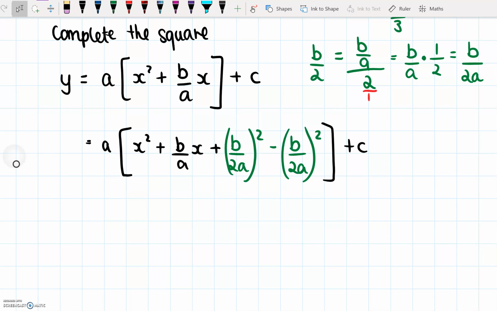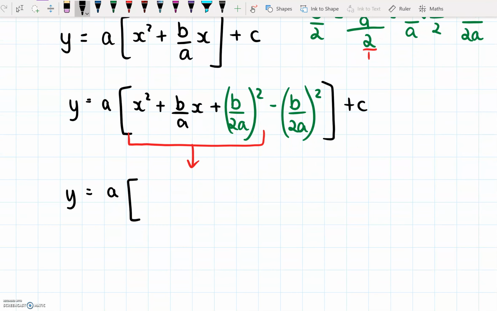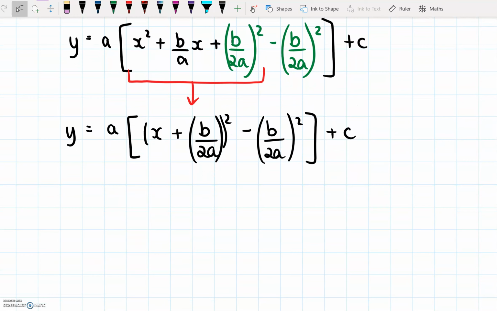All right, now this part of the equation here turns into our square. So we're getting a big bracket x plus b over 2a squared minus b over 2a squared, close brackets, plus c. Now we can simplify. It's supposed to be a bracket here. Okay, now we can simplify this.